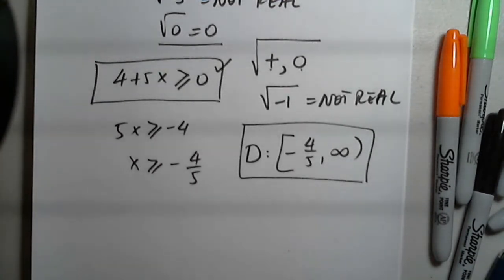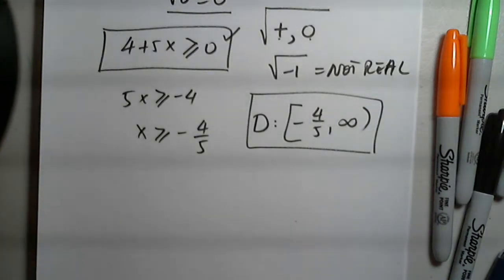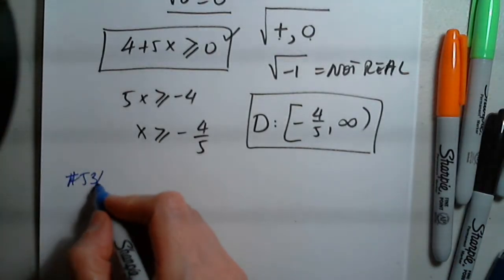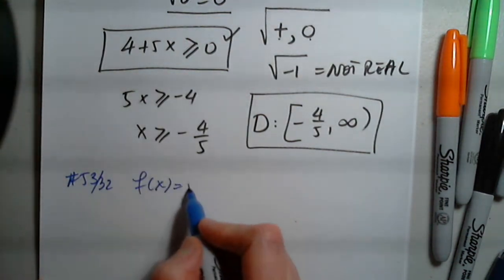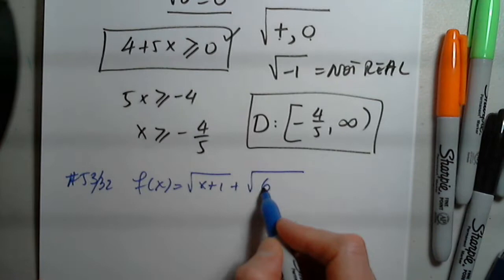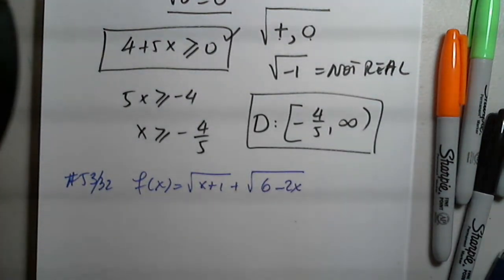Now on something more sophisticated, like for example this, we have to intersect, because this is a function that is made up of a sum of two functions. So this has to exist and this has to exist. So let's quickly address that as well. So this is 53, still on page 32. And I have f of x equals the square root of x plus 1 plus the square root of 6 minus 2x. So this is a sum of two functions.